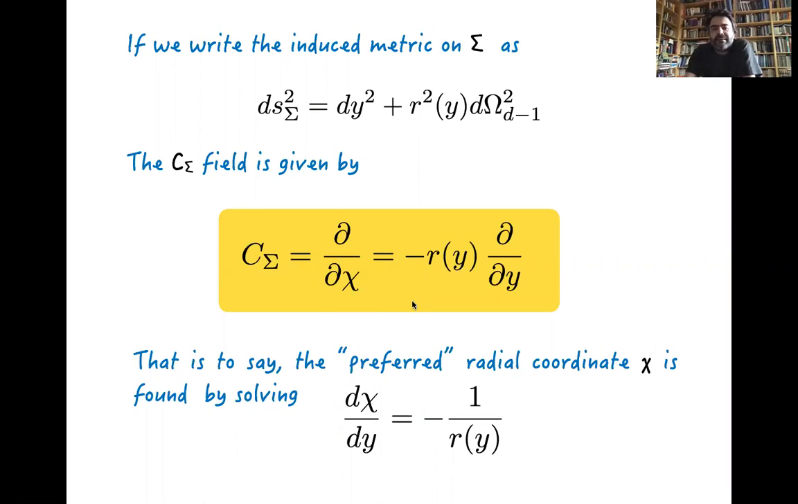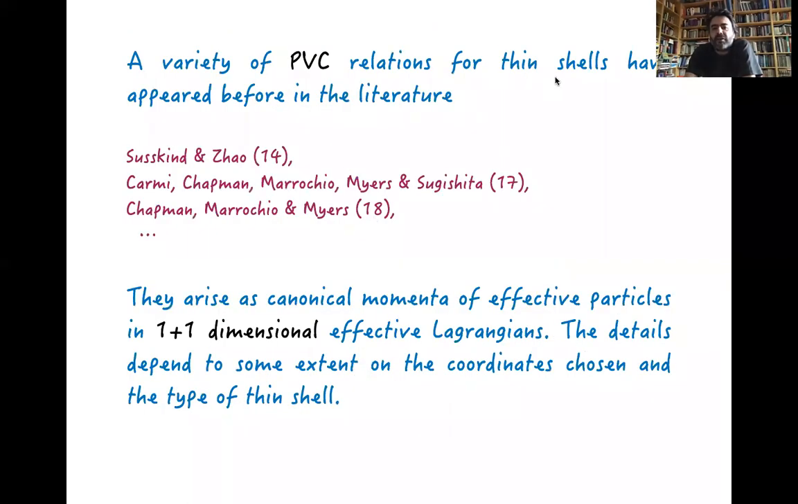I should mention that this notion of PVC relations is not new. The literature on thin shells is large, and you can find PVC relations like this, where the volume complexity rate is related to some canonical momentum, in many places. I'm sure there are more. The logic is that when you have thin shells which are spherical, you can integrate out the angles, and then you have some effective 1+1 dimensional Lagrangian. You have some radial coordinate, and a conjugate momentum to the radial coordinate. And it happens that the rate of complexity growth is associated with this momentum.